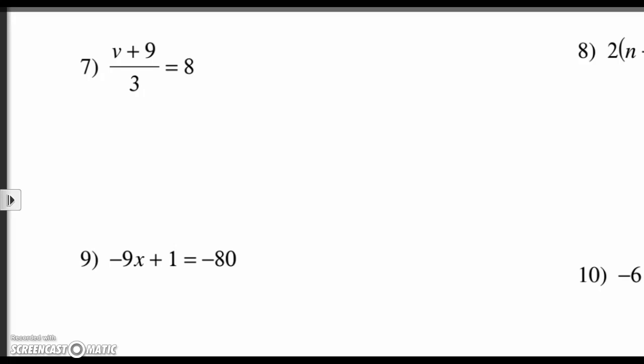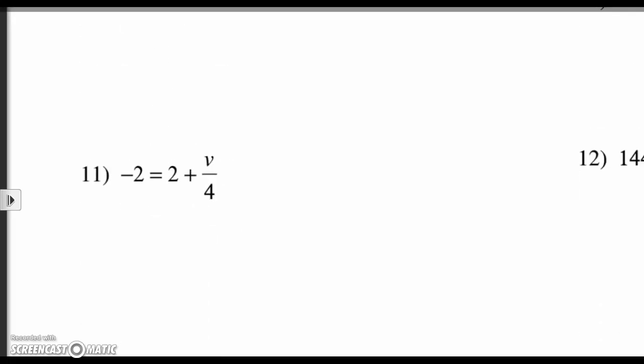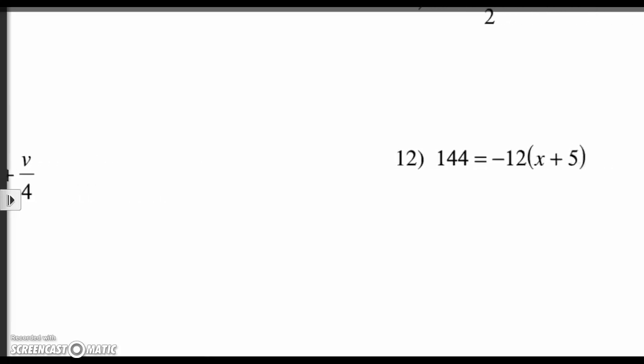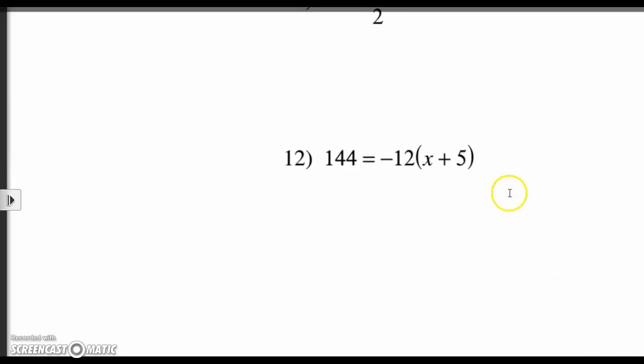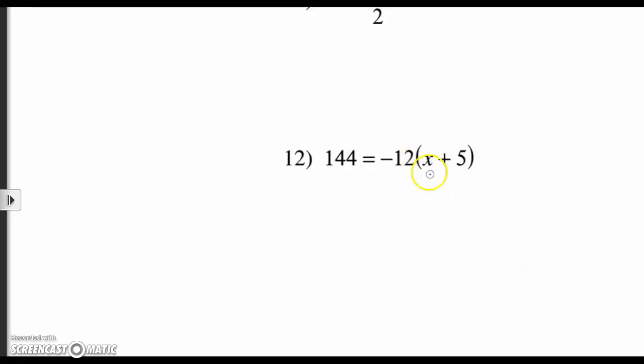Next example I'd like to go over is number 12. Again, we have a grouping symbol here. And because of that, we have to undo this multiplication first. Even though there's an addition sign, because it's in the parentheses, we know with the order of operations, if we're solving backwards, whatever's in that parentheses, we're going to do it last.